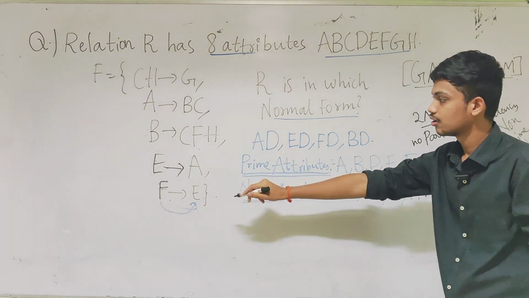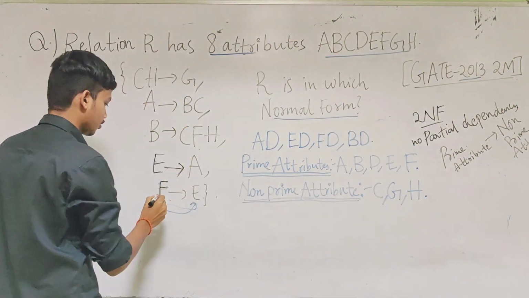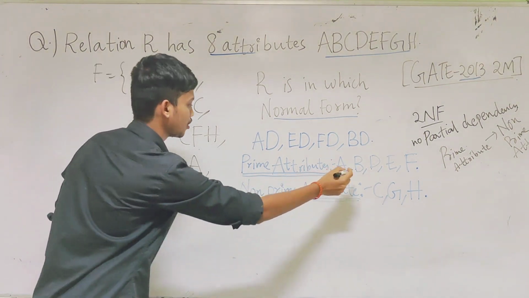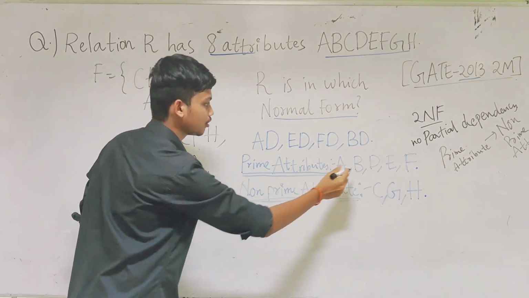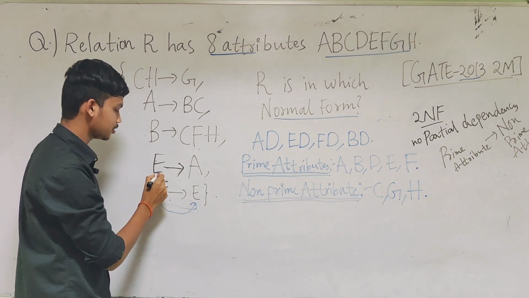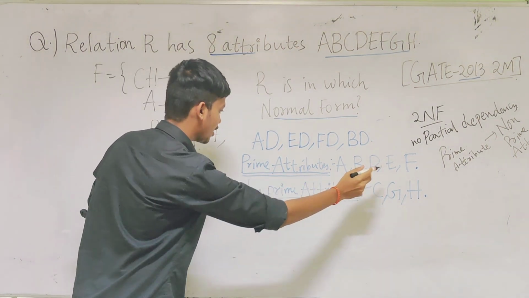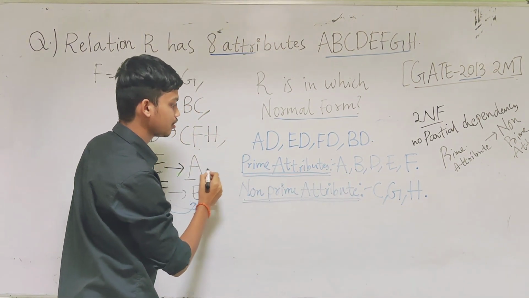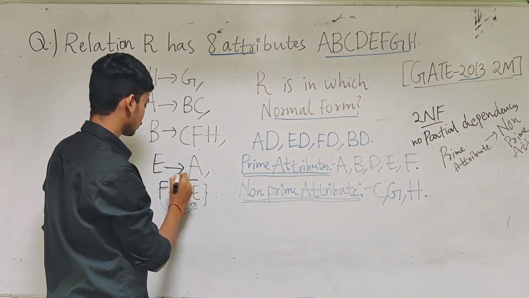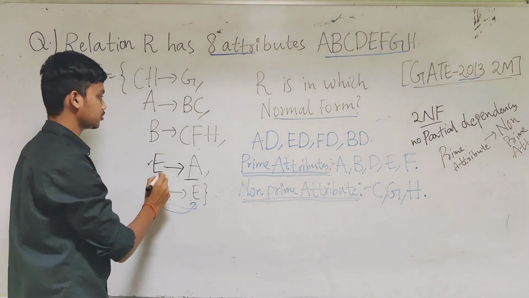Now I'm looking at here. This F is a prime attribute. This E is a prime attribute. So this is not a problem. What is this? This is E. E is a prime attribute. A is also a prime attribute. So these two are not a problem for us.